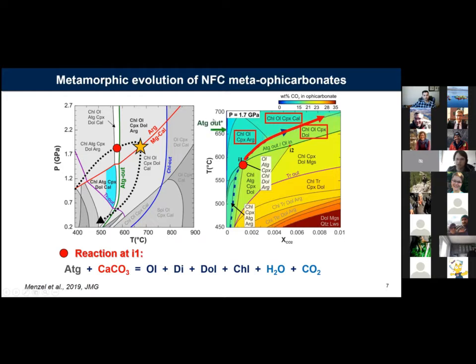In contrast, if we had a lot of fluid infiltration from serpentinite dehydration that releases a lot of carbon from the meta-ophicarbonates, then we should get calcium-rich, olivine-rich rocks, but we don't see those. So in our study, we concluded that there was limited infiltration.